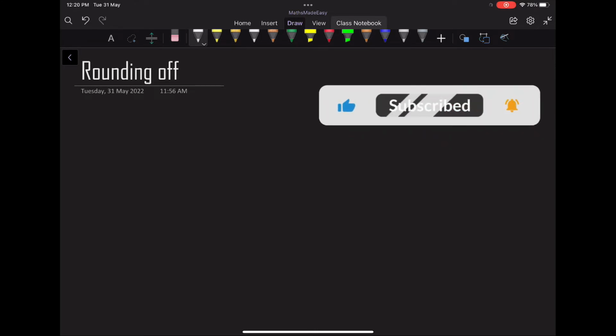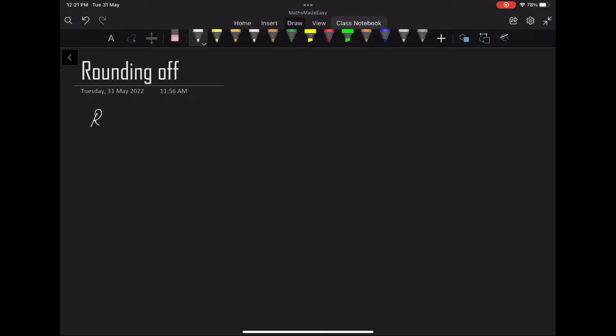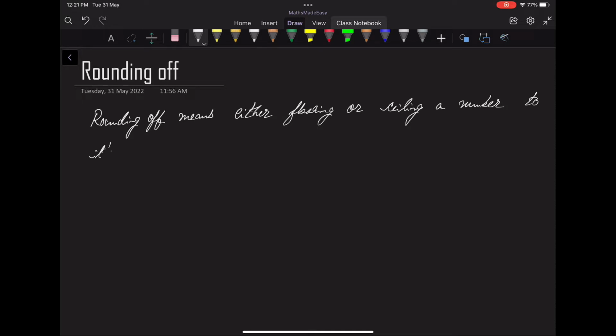Let's start off by knowing what rounding off is. So let's write the definition. Rounding off means either flooring or ceiling a number to its nearest multiple of n. N is given in the question.